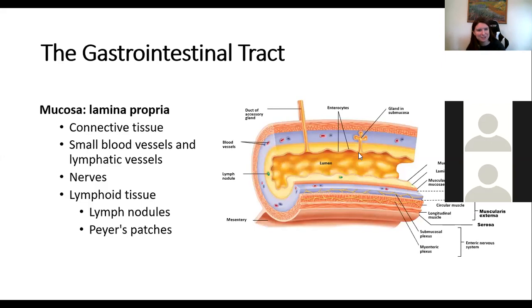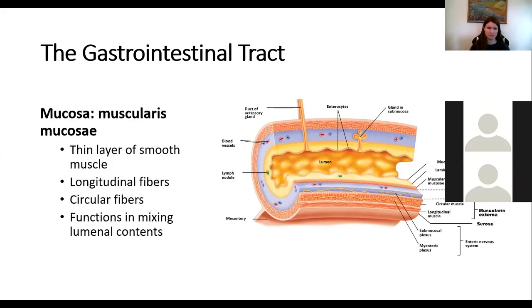here we have zoomed in on the lamina propria. Okay, so here are some of the facts about the lamina propria. So this is still part of our mucosa. It's mainly connective tissue, has some small blood vessels, and importantly, lymphatic vessels. There are also some nerves in here, but the really important part that we'd want to think about is that it has lymphoid tissue. So it's got lymph nodules and collections of cells called Peyer's patches, which are also lymphoid tissue. So this is basically immune function in the GI tract.